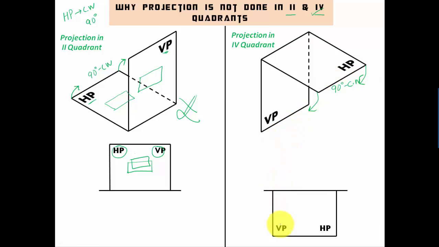This vertical plane over here and this horizontal plane, both of them appear as if they are below this XY line, or they overlap with each other. So if you're having a front view over here, and this over here is the top view, both of them are going to overlap with each other below this XY line, and it's going to get very difficult for you to understand which portion represents the front view and which portion represents the top view. Hence, in order to avoid this confusion, projection is absolutely not recommended in the fourth quadrant. That's why first and third angle projection systems are so popular.